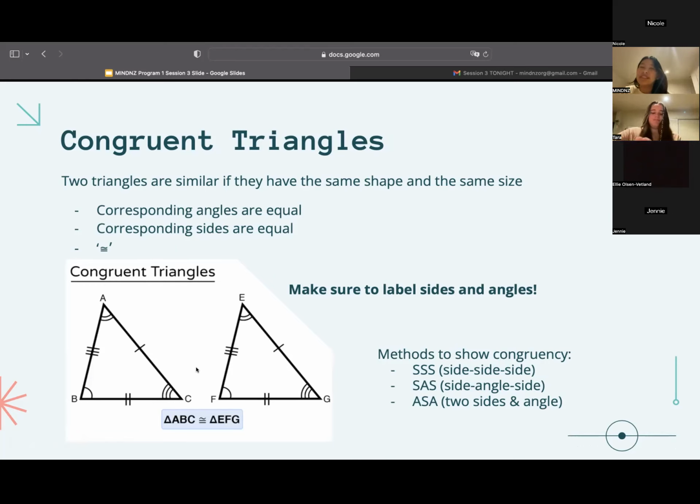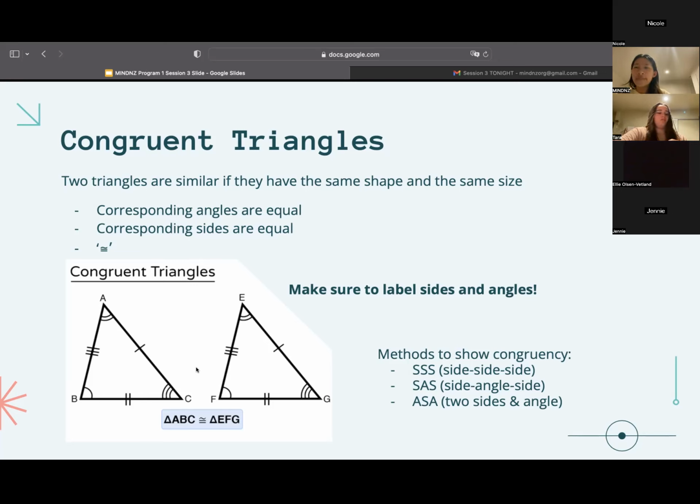Okay, so since we've gone through similar, I think we might be able to get the gist of this pretty easily. On the right side, I have a few methods of showing congruency. And then, of course, on the left side, we have one where the triangles are essentially exactly the same. They are the same size, they have the same angles, they have all of that.